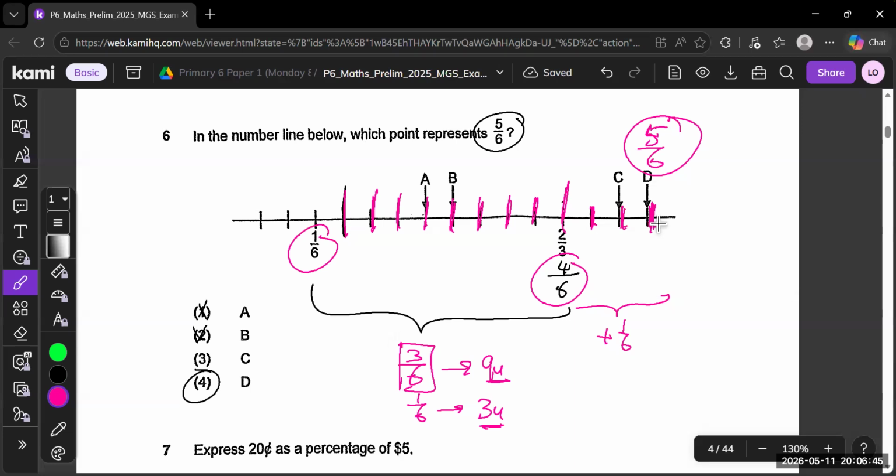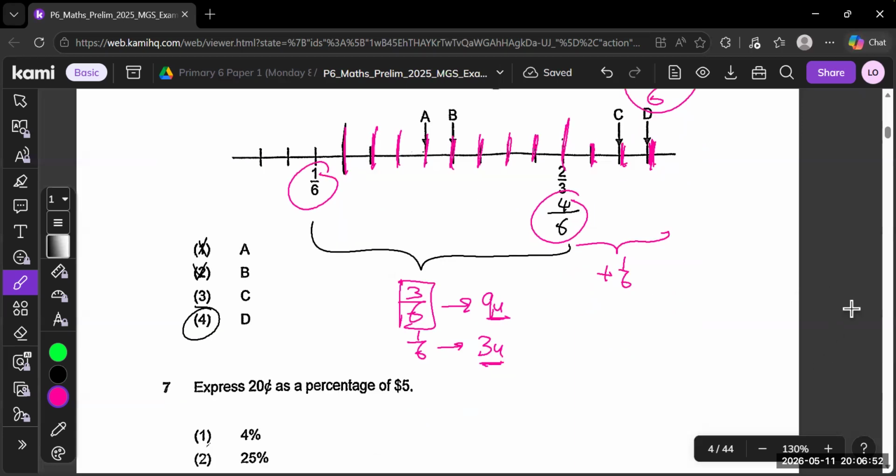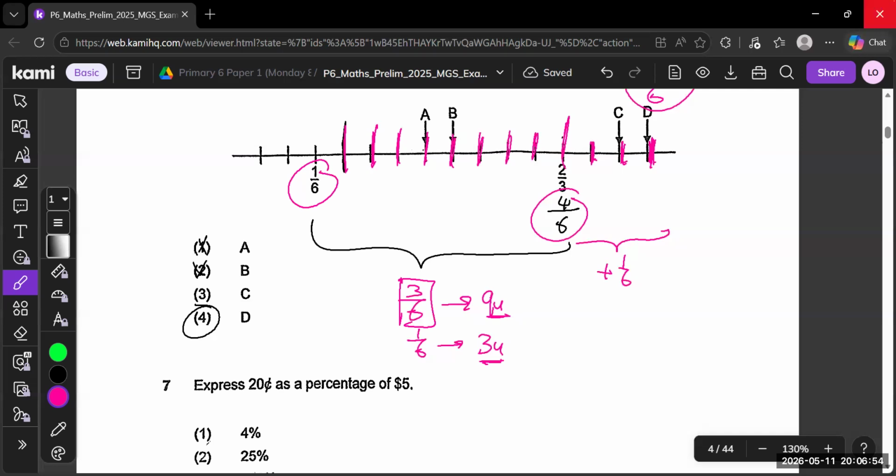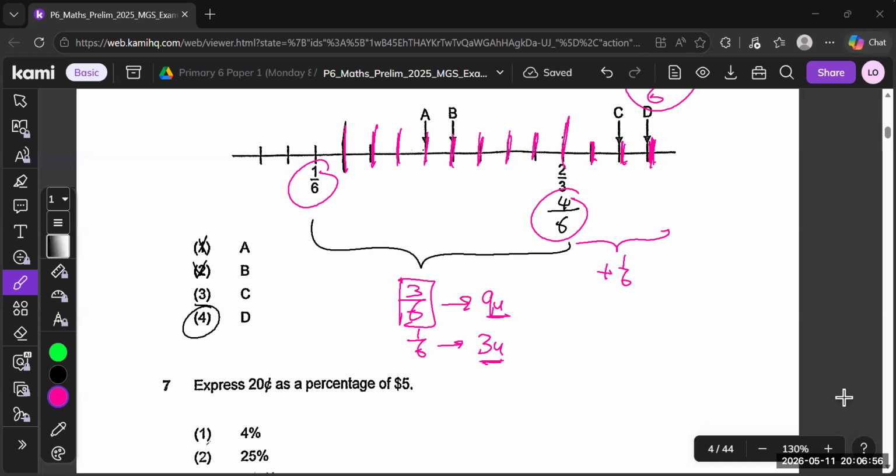Then use that to find where the fraction is. Are you clear? Anyone got any question about this question? Do you understand? Okay. No question now? If you have any question, please raise your hand, and then I will explain again. Okay. All right. Let's go to the next one.